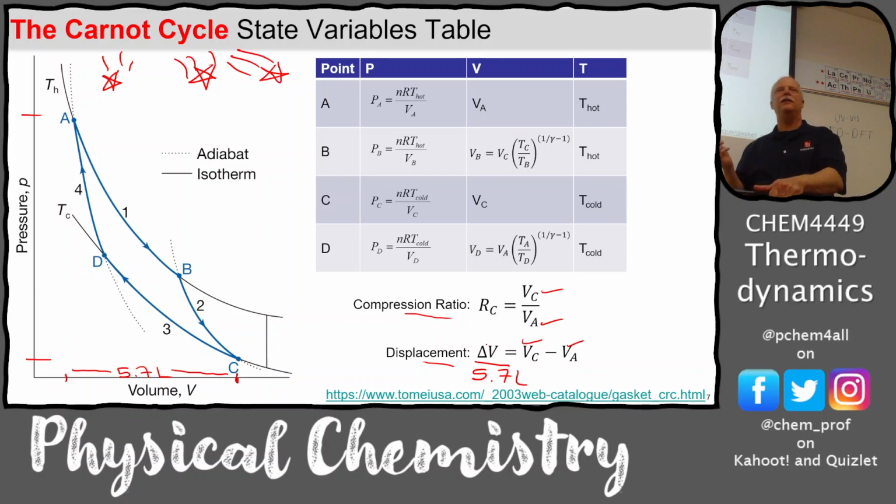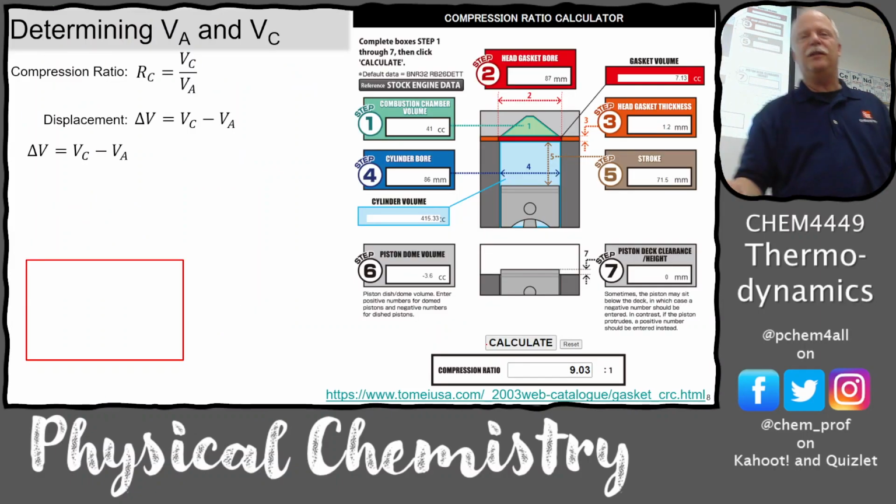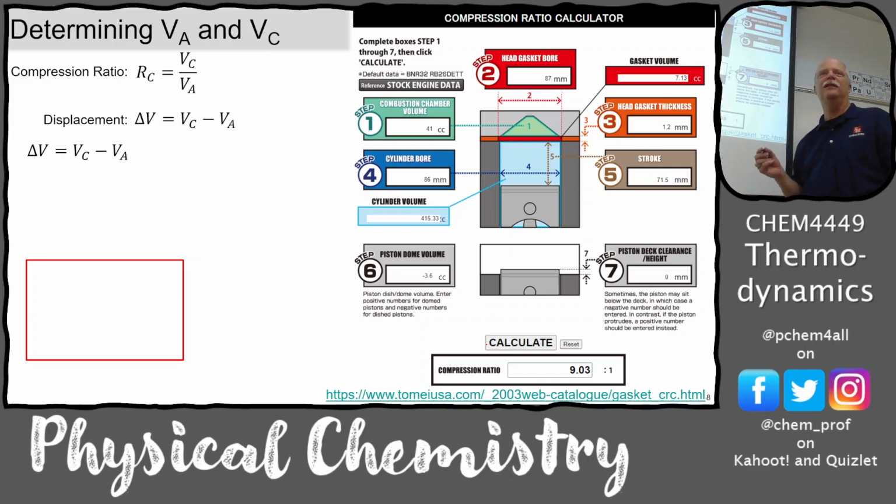So we can combine these equations and come up with what VA and VC are if we know the displacement and the compression ratio. And this little site here is an engineering site made for gaskets, but they have a nice little calculator on it. Look at all of the variables that you have in your engine.